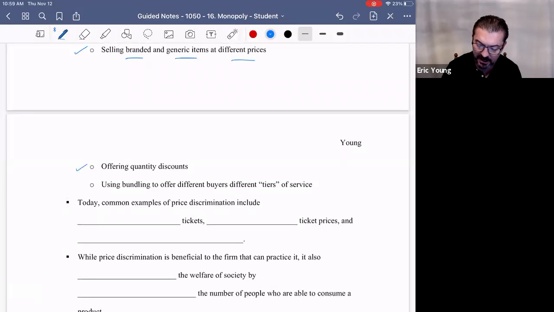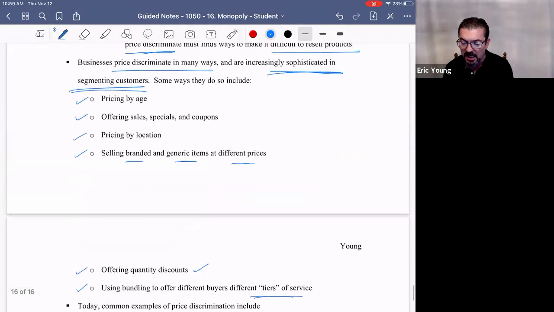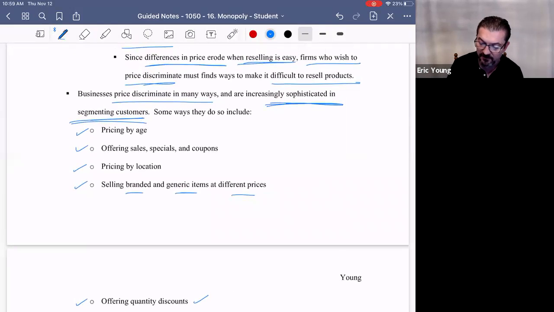We see some retailers giving quantity discounts: if you buy 10 or more, we'll charge you less. Notice that this is a way to segment business buyers from personal buyers. And you also see bundling, which is a way to offer different buyers different tiers of service. This is a real simple list. The examples are increasingly common in the economy because firms are getting really sophisticated at segmenting customers to do it.